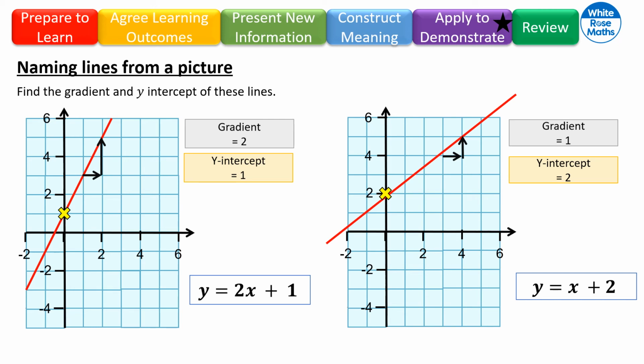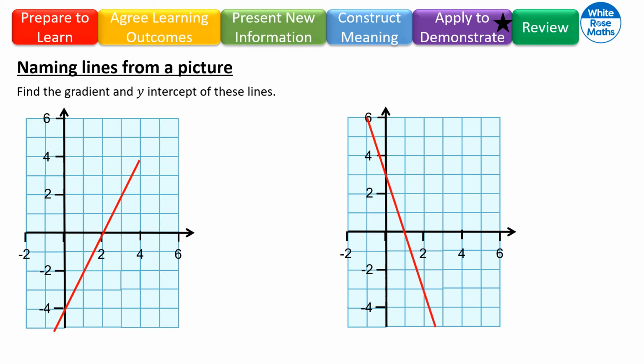Remember, they're always in this format. y equals mx plus c. So y equals gradient of x plus y-intercept. Let's have a go at these two.